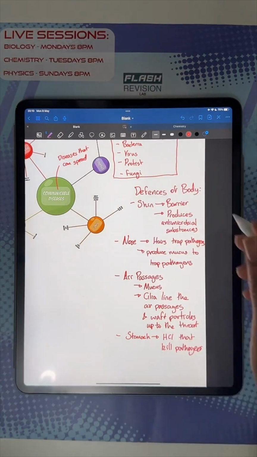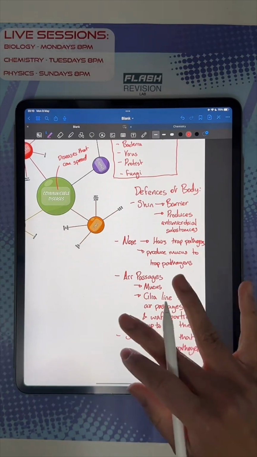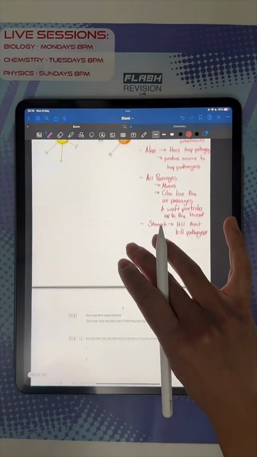Okay, and then if all of this fails, then that's when the immune system kicks in. That's when your white blood cells kick in. We'll talk about that in a bit. So let's get into the questions.